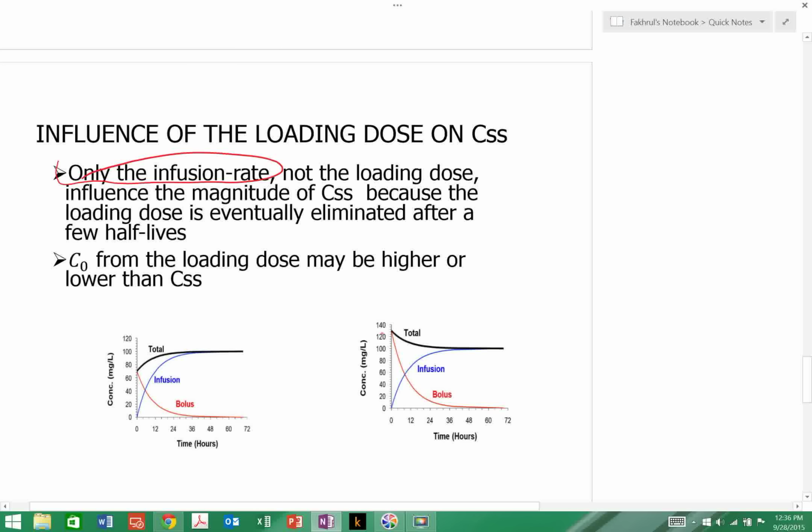And the initial plasma concentration from the loading dose could be higher than the CSS. You see, in this case it is higher than the CSS. Here in this case it is lower than the CSS. The C0 from the loading dose does not necessarily have to be CSS. It could be higher or lower. This concept you have to remember.